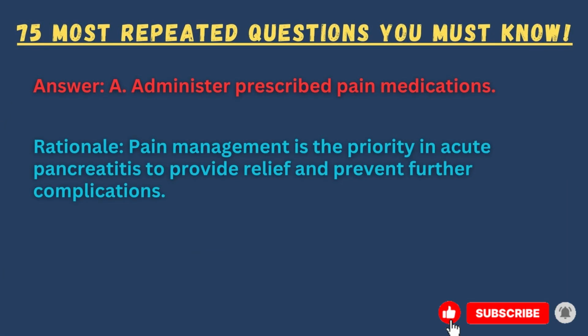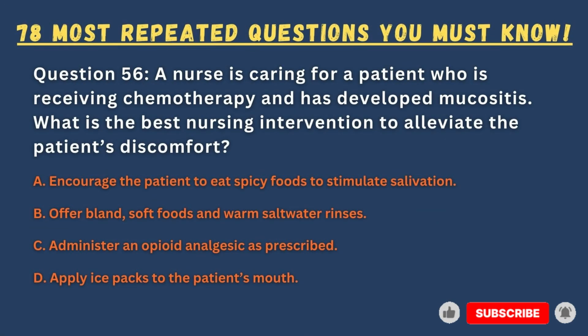Answer: A. Administer prescribed pain medications. Rationale: pain management is the priority in acute pancreatitis to provide relief and prevent further complications. Question 56. A nurse is caring for a patient who is receiving chemotherapy and has developed mucositis. What is the best nursing intervention to alleviate the patient's discomfort?